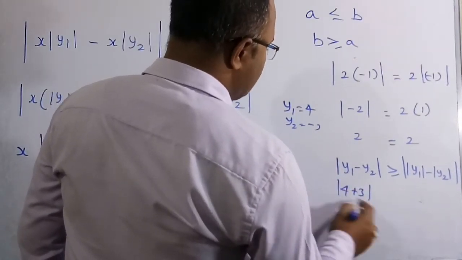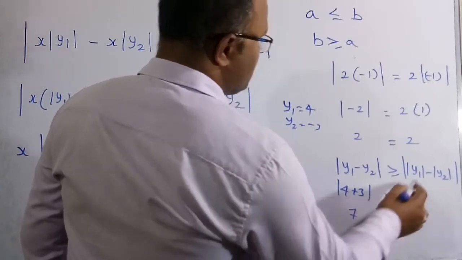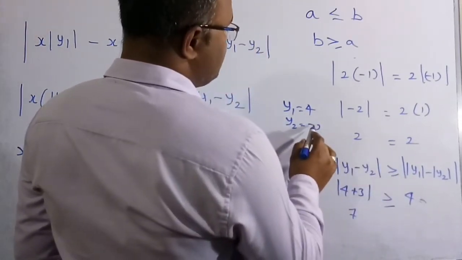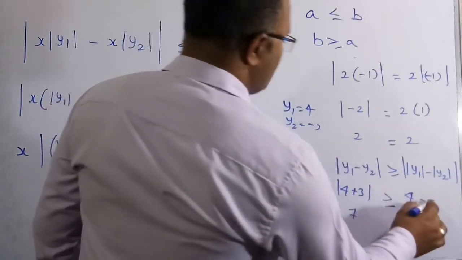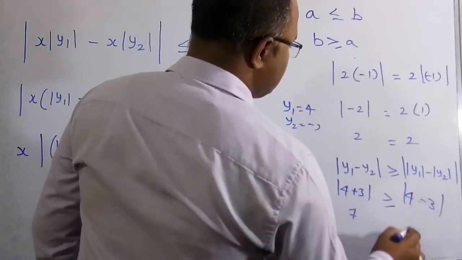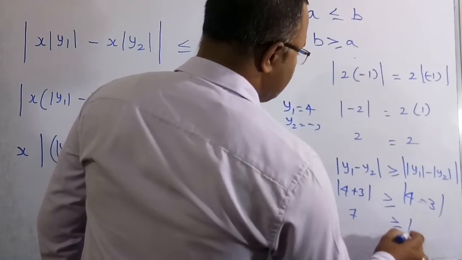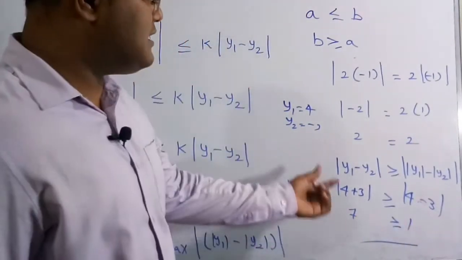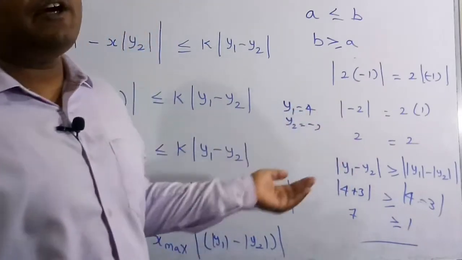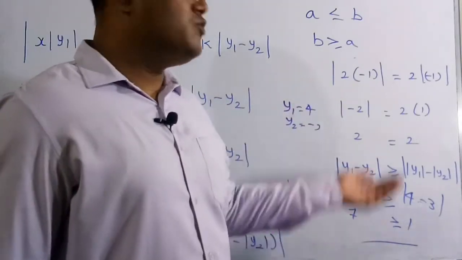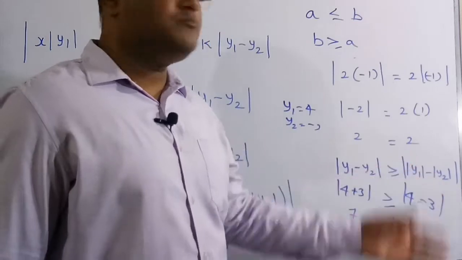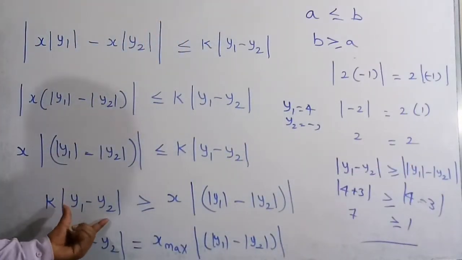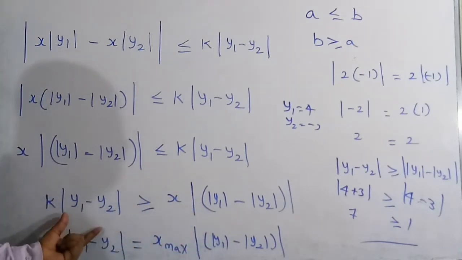So 4 plus 3 mod is nothing but 7, greater than or equal to modulus of y1, which is 4, minus modulus of y2, which is minus 3, and the modulus is again 3. So 4 minus 3 is 1, and the modulus of 1 is again 1. So we can see clearly 7 is greater than or equal to 1. So we can say that modulus of y1 minus y2 is always greater than or equal to mod of y1 minus mod of y2. Therefore, the left side is always greater than or equal to this value.